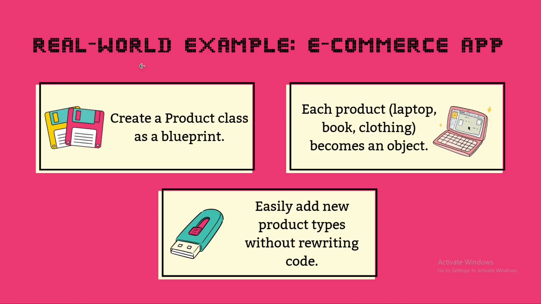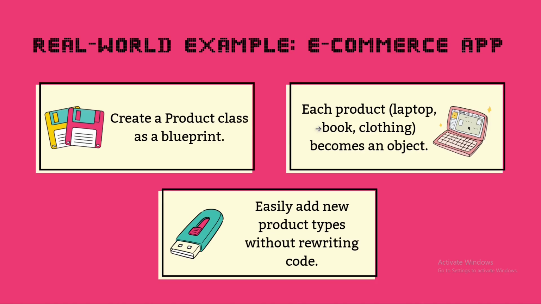Now let's talk about a real world example, an e-commerce app. To understand why object-oriented programming is useful, let's consider a real world example. Imagine you're building an e-commerce app like Amazon. Without OOP, you will need to rewrite the same code for different product types. Now we have different product types on Amazon, e.g. laptop, books, and clothing. But with object-oriented programming, you can create a product class as a blueprint. Then each product, which is a laptop, book, and clothing, becomes an object of the class. And you can easily add new product types without writing everything.